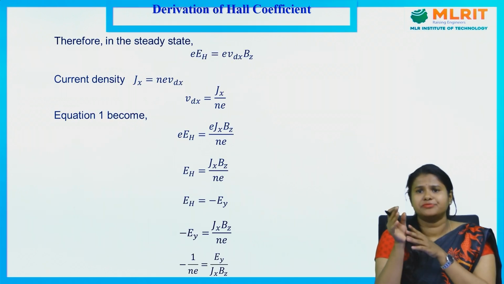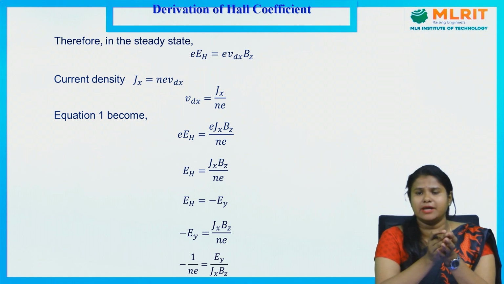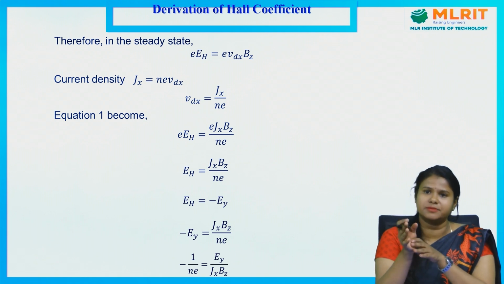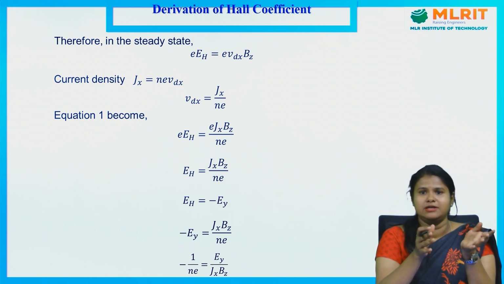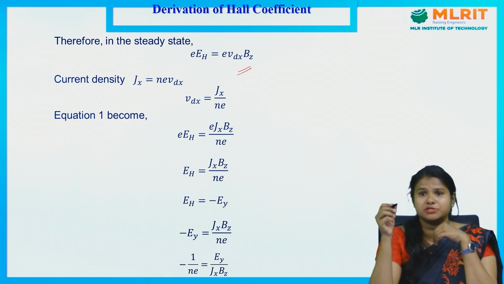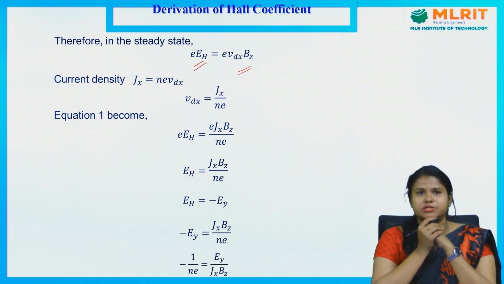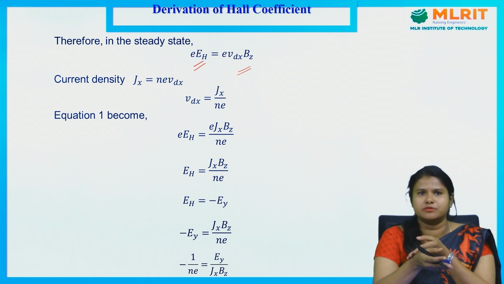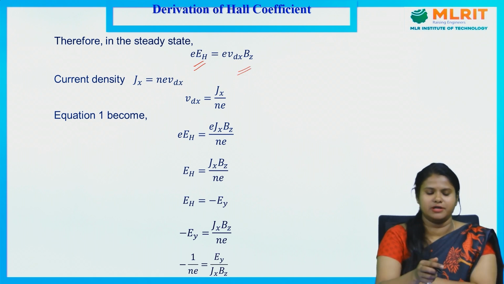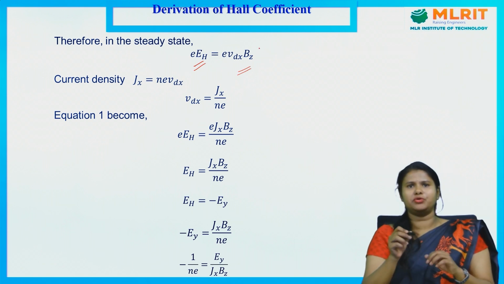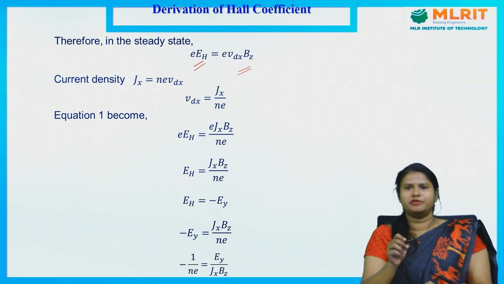So, as we are subjecting a current carrying conductor or semiconductor to a transverse magnetic field, as a result we are getting an electric field. The force applied, which was equal to the Lorentz force, will be equal to the force exerted on the charged particle due to the electric field which is produced. That is the force due to the Hall field. So the force due to the Hall field will be e into EH, which will be equal to e into Vdx into Bz.